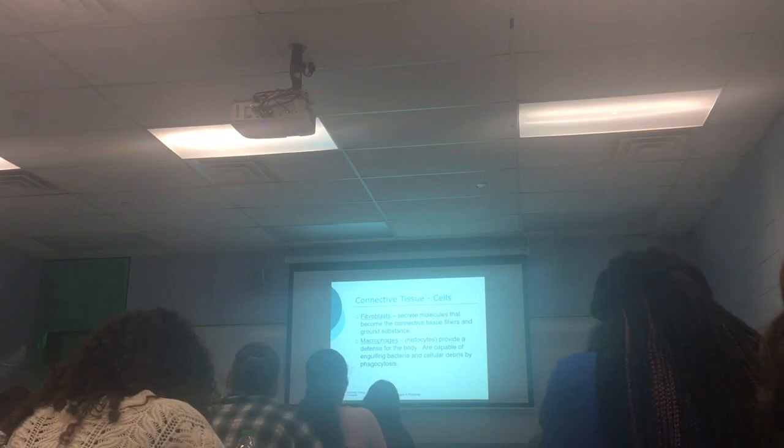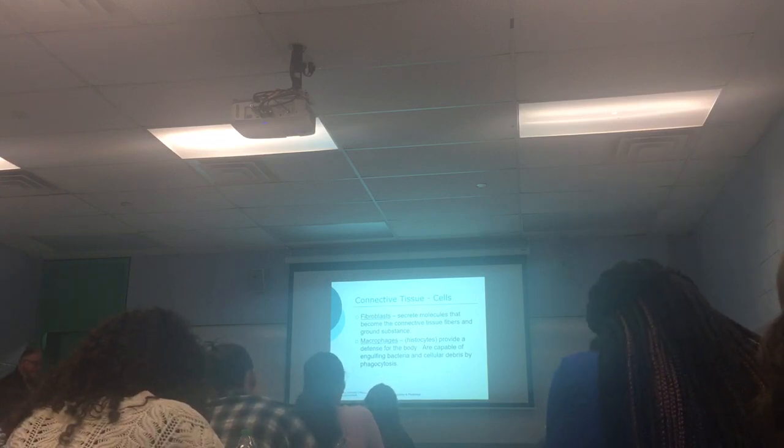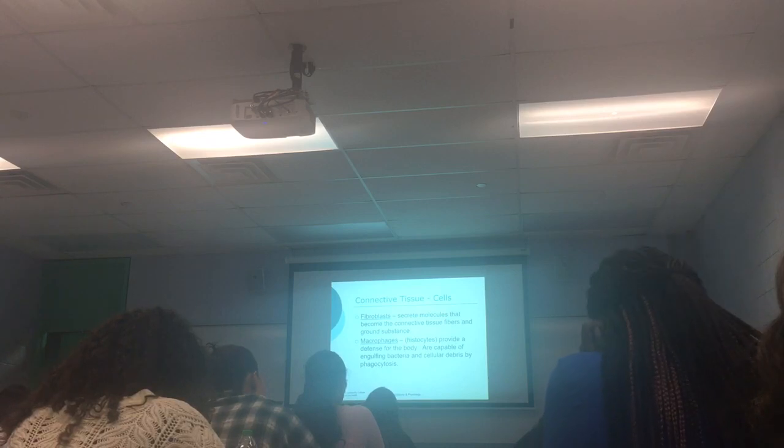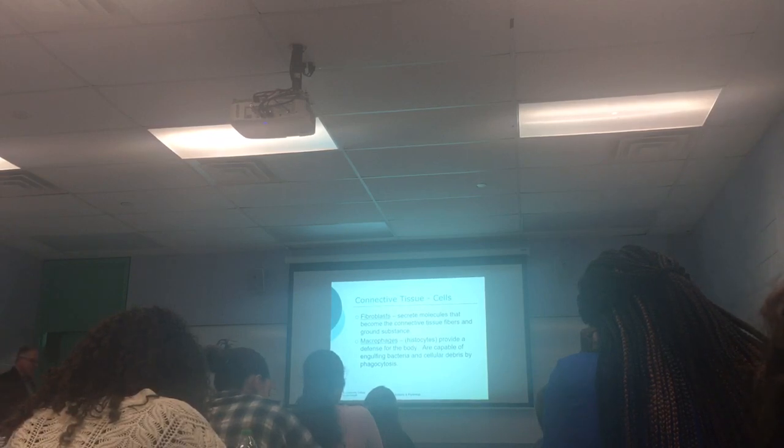So these are the cells of connective tissue. We have our fibroblasts. These make the chemicals that form the matrix, the ground substance and our fibers.